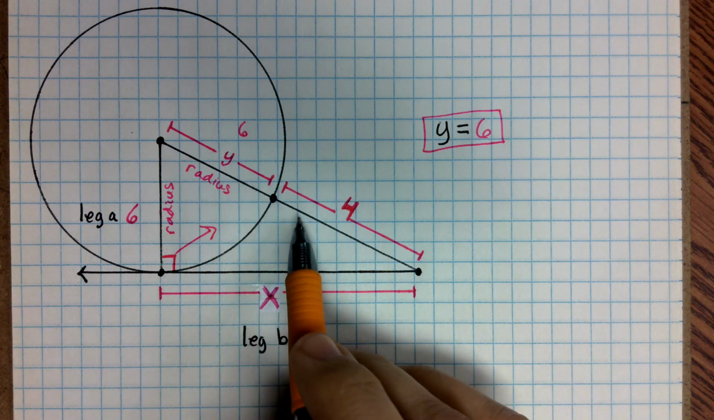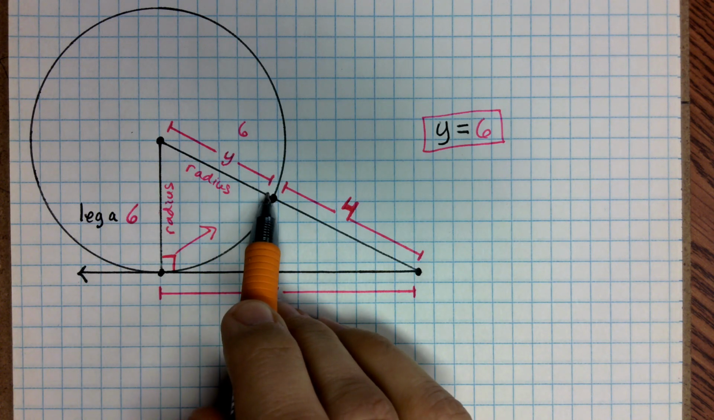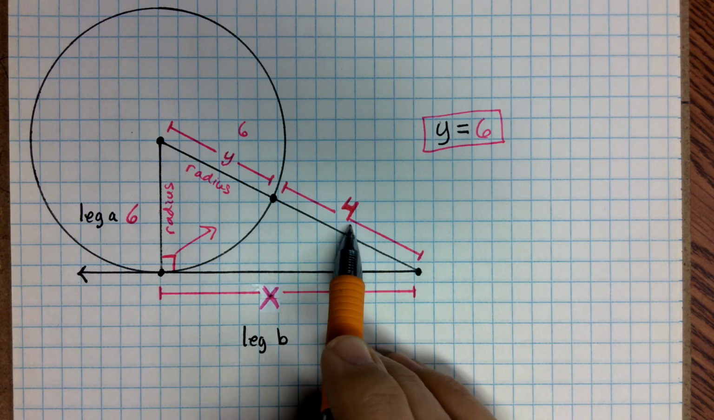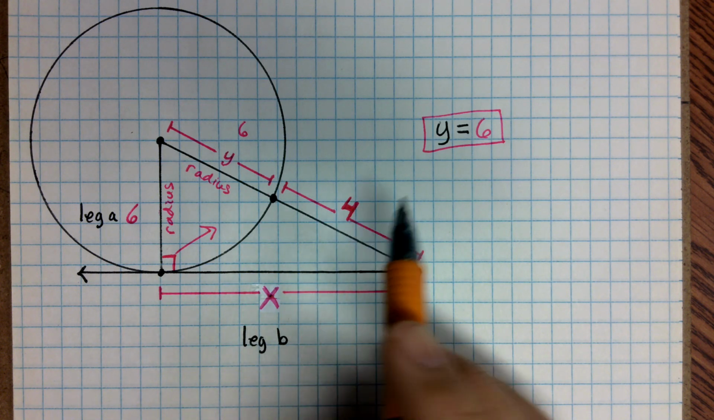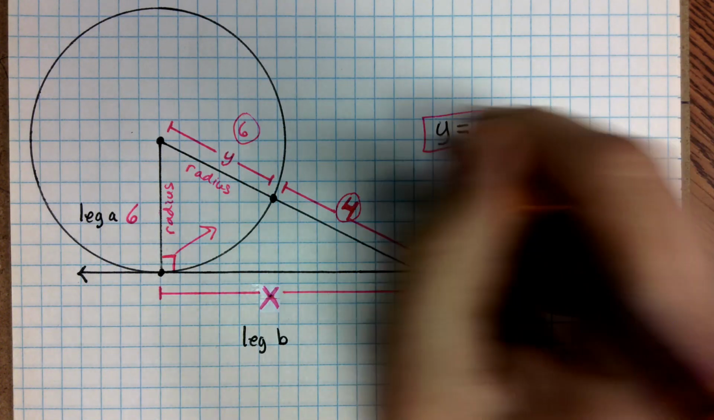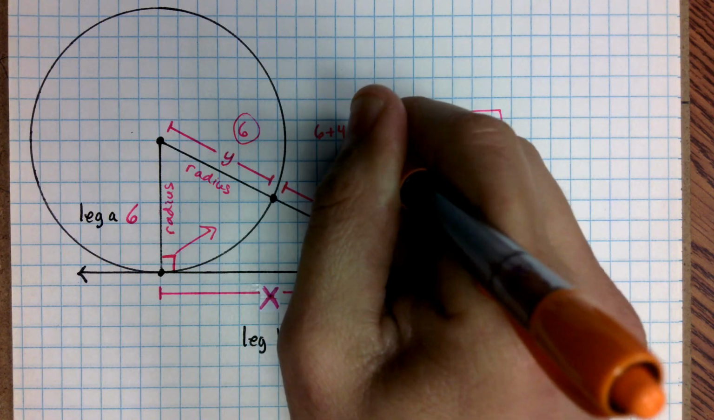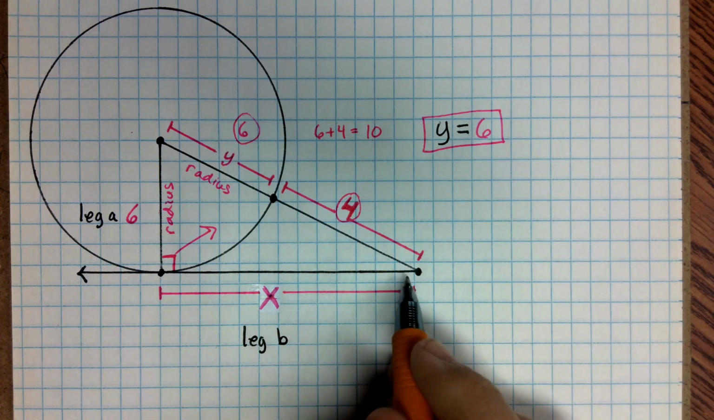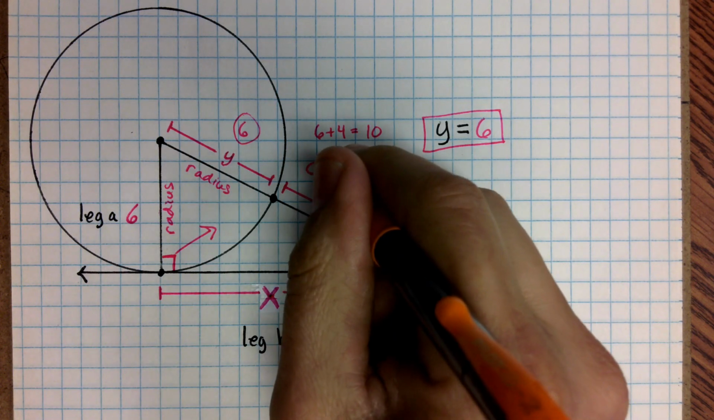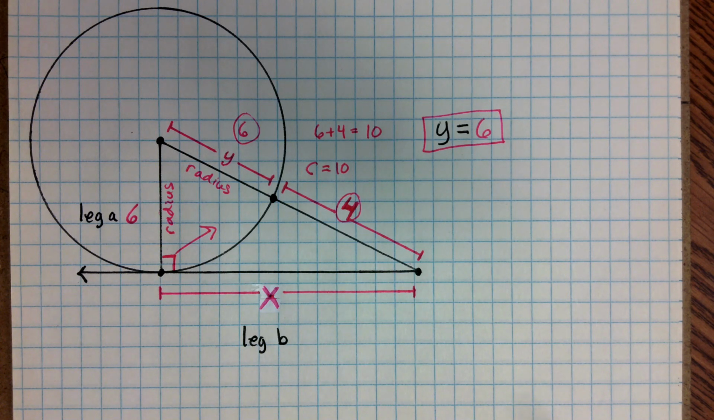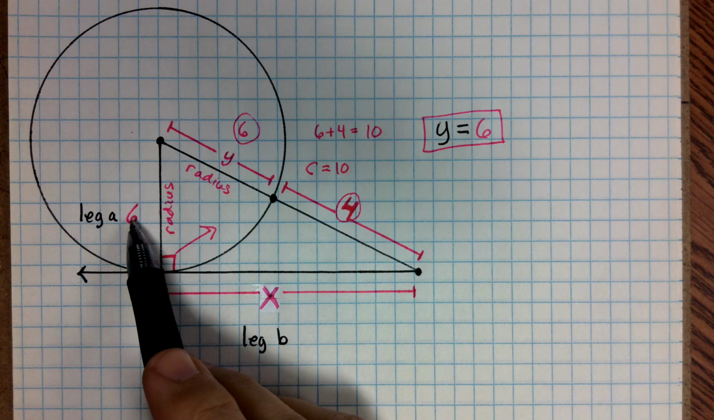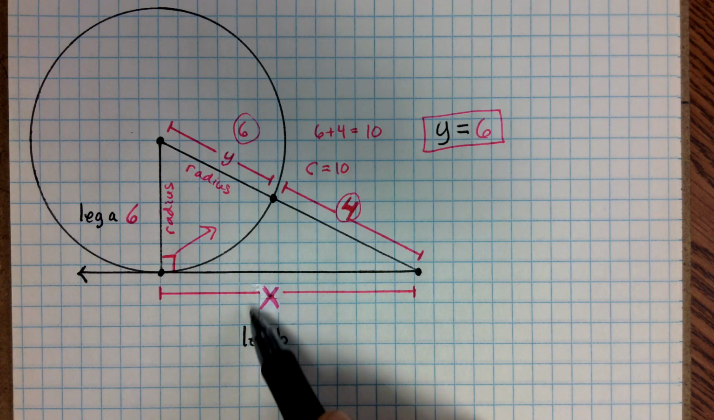And to get the value of the hypotenuse, we just have to add this section, which is a radius, to this other section outside of the circle, which happens to tell us that it's 4. So I'm going to take 6, and I'm going to add it to 4. So if I write that over here, 6 plus 4, and that's going to give me 10. So I know that side C of the triangle is equal to 10. And I have everything I need now to use the Pythagorean theorem. I know what the hypotenuse is, which is 10, and I know that this leg is 6. And this is the one I want to find, which is x.